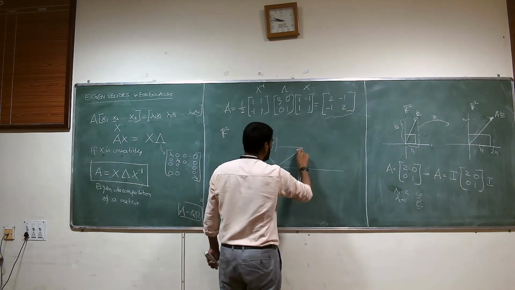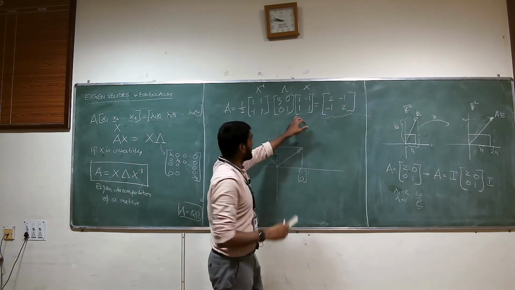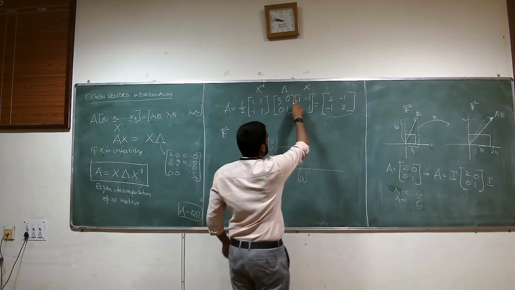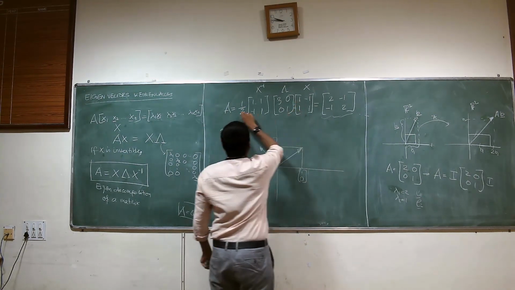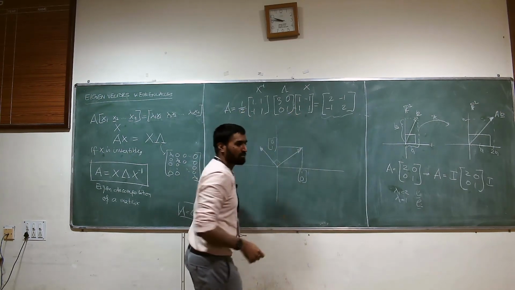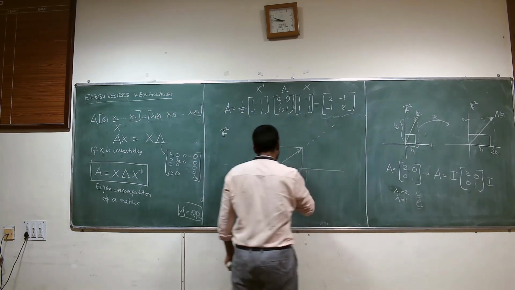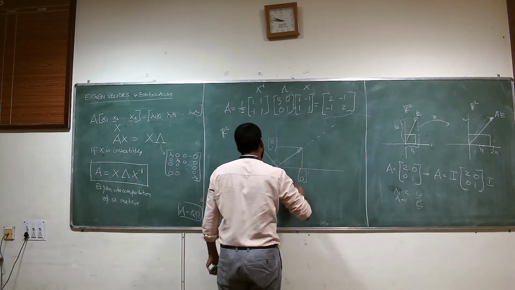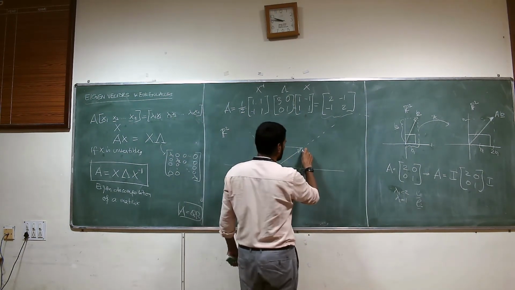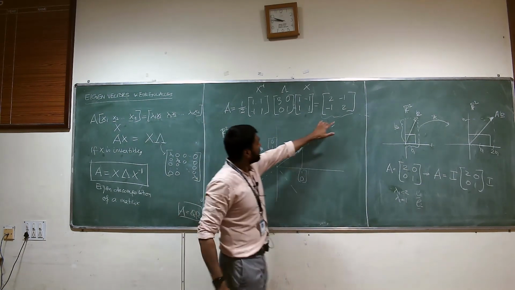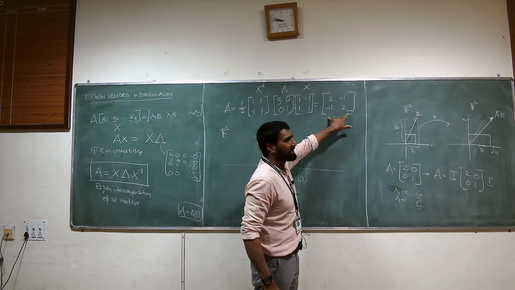I chose this so that the eigenvectors form an orthogonal basis. But if instead I chose this to be 1 by root 2 and this to be 1 by root 2, then I have an orthonormal basis. So this is my eigenvector 1, eigenvector 2.